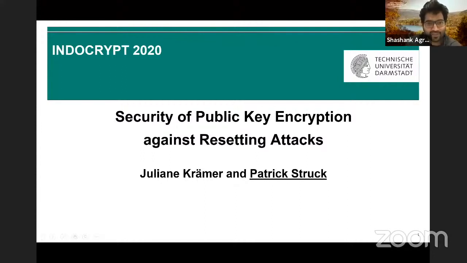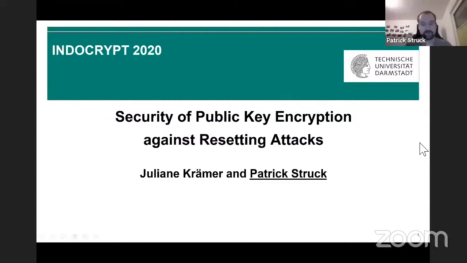The third and last talk of the session is by Julian Kramer and Patrick Strook. Sorry if I am mispronouncing anything. It's on security of public key encryption against resetting attacks.